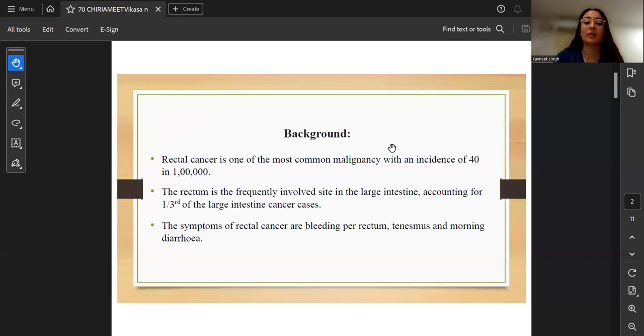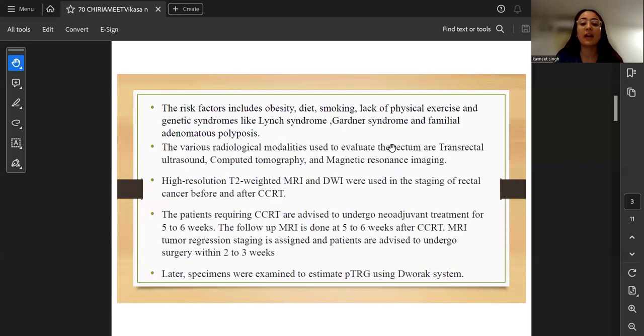Rectal cancer is one of the most common malignancies, with an incidence of 40 cases in 1 lakh population. The rectum is the most frequently involved site in the large intestine and accounts for 1/3 of all large intestine cancer cases. The patient usually presents with complaints of bleeding per rectum, tenesmus, and morning diarrhea. The risk factors include obesity, diet, smoking, lack of physical exercise, and genetic syndromes like Lynch, Gardner's, and FAP syndrome.